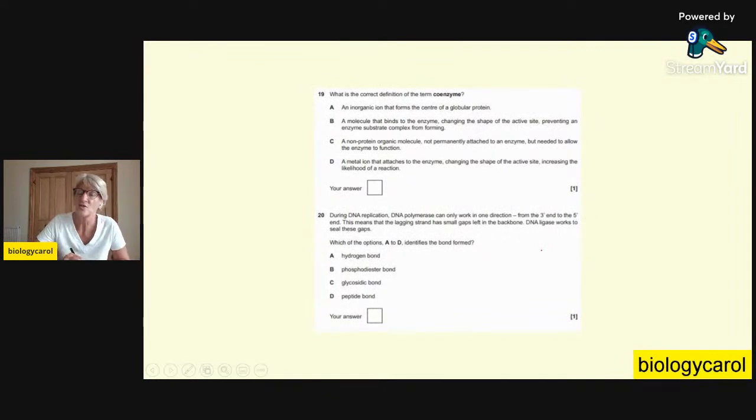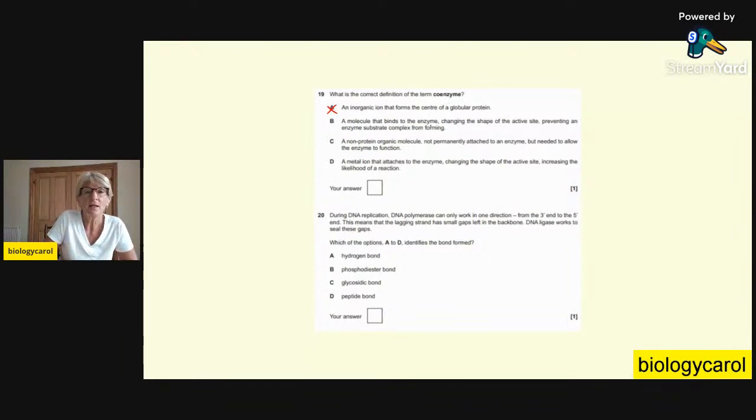What is the correct definition of the term coenzyme? So do you remember, yes, sorry, I was just about to refer to something in year 13. That's not fair. This is year 12. A, coenzyme: an inorganic ion that forms the center of a globular protein. No, because coenzymes are something, we'll get down to the finer definition, but they're something that helps make enzymes work. So we're not even describing an enzyme here.